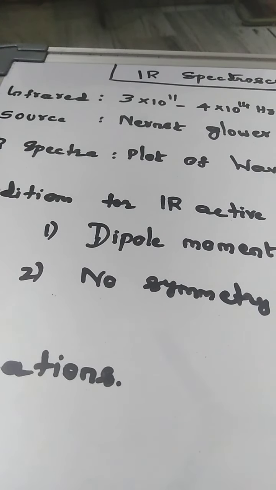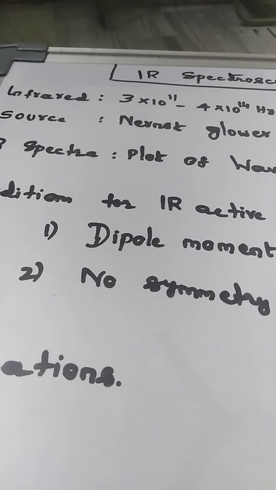In the entire electromagnetic spectrum, the infrared region lies between radio waves and UV visible. That means infrared rays are more energetic than radio waves and less energetic than the UV visible. The frequency of infrared rays will be around 3 into 10 to the power of 11 to 4 into 10 to the power of 14 Hz. The source of infrared rays is Nernst Glower, which is a well-known source of infrared rays.